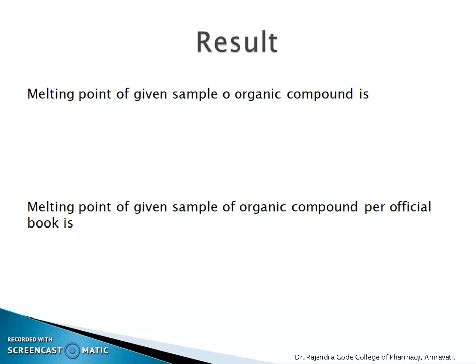Results of melting point determination. The melting point of the given sample is 121 degrees Celsius. This is the mean of three observations. The melting point of the given sample as per the official book is 122 degrees Celsius. Benzoic acid has a melting point according to the official book of 122 degrees Celsius.